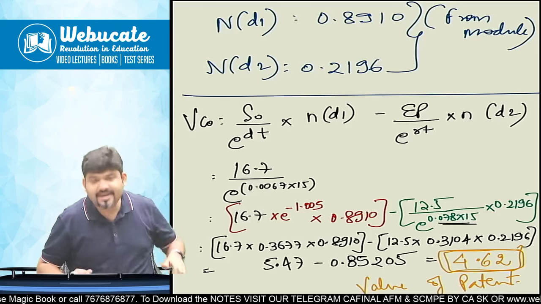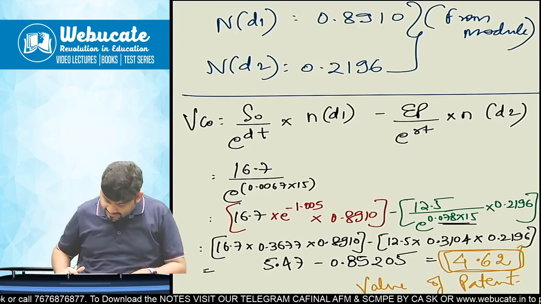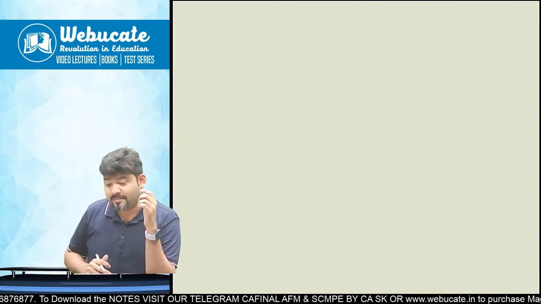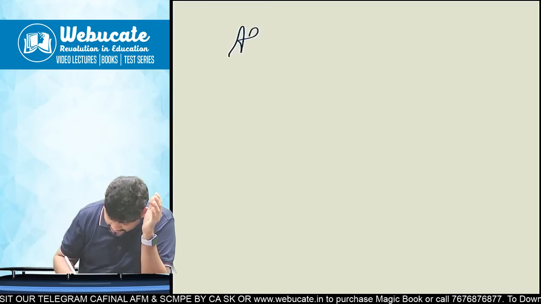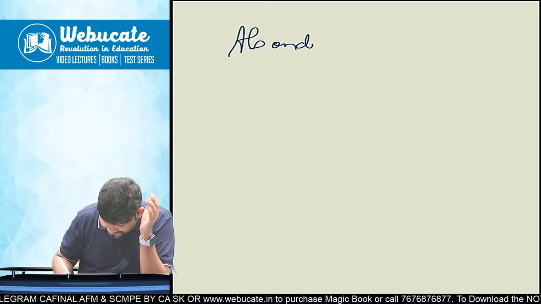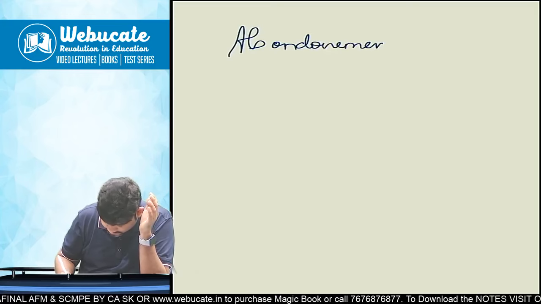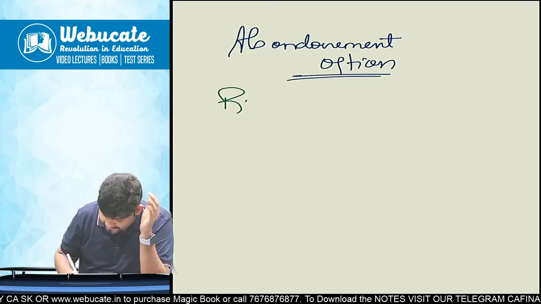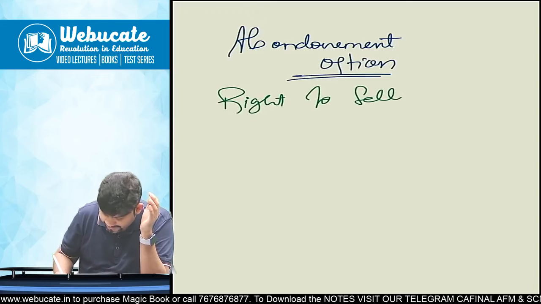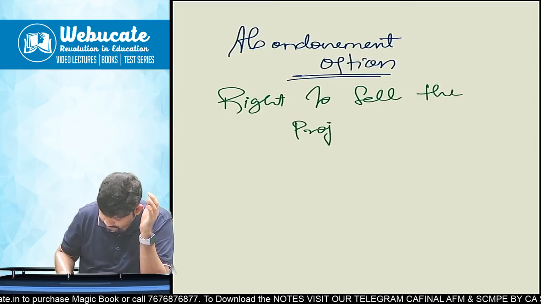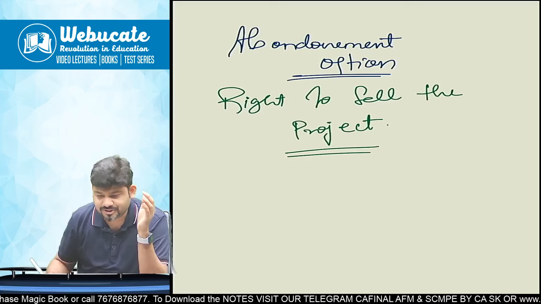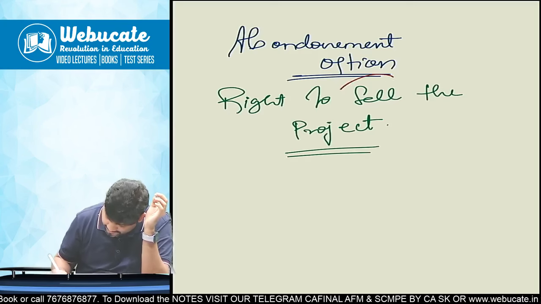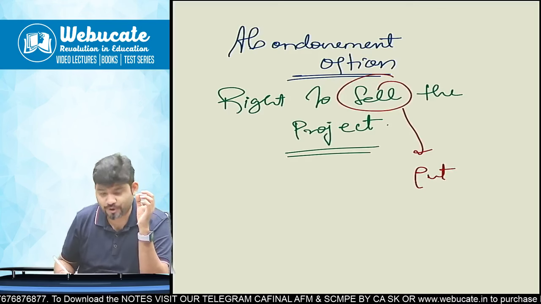Okay, moving on to the next part of the question, and that basically is called the abandonment option. Abandonment means you want to sell the project, abandon the project. So you need a right to sell the project. Let's try and understand. So next in line is the abandonment option, which we will call the right to sell the project. Okay, the put, the long put.